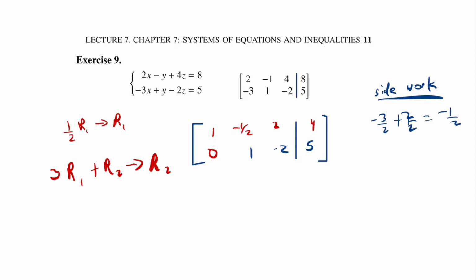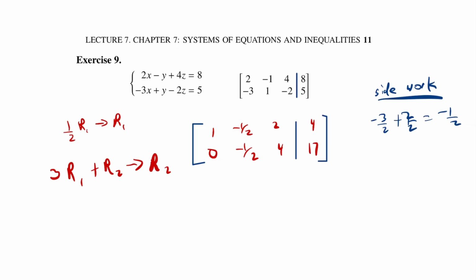All right, the next one's going to be 2 times 3 is 6. 6 minus 2 is 4. And then the last one would be 3 times 4 is 12. 12 plus 5 is 17. All right, the next step would be to make this a 1. So that means we're going to multiply by the reciprocal. So it's going to be 2 times R2 is equal to row 2.